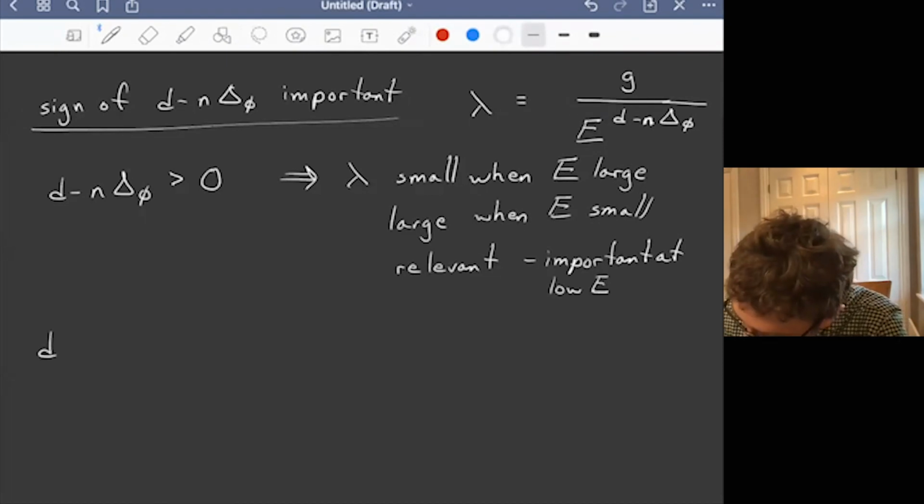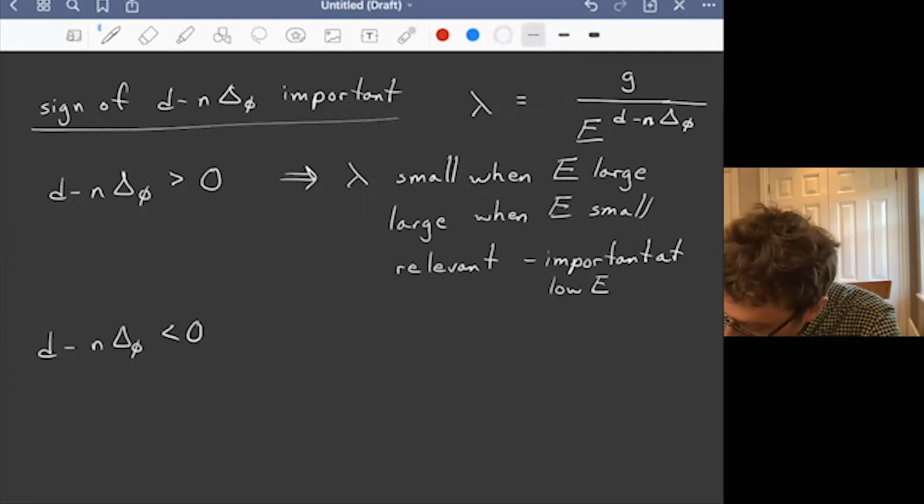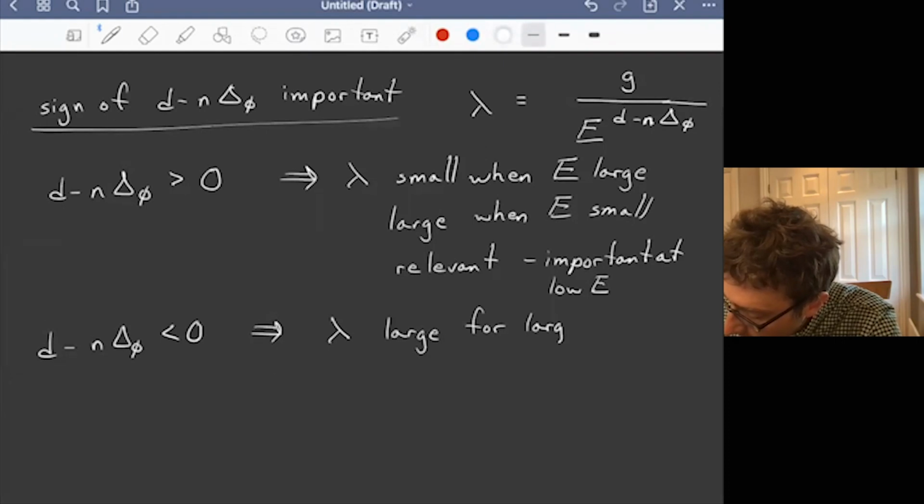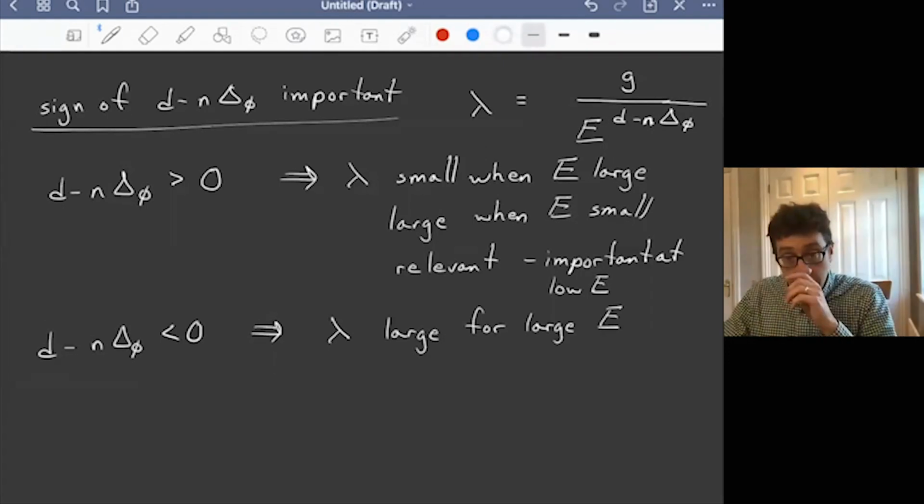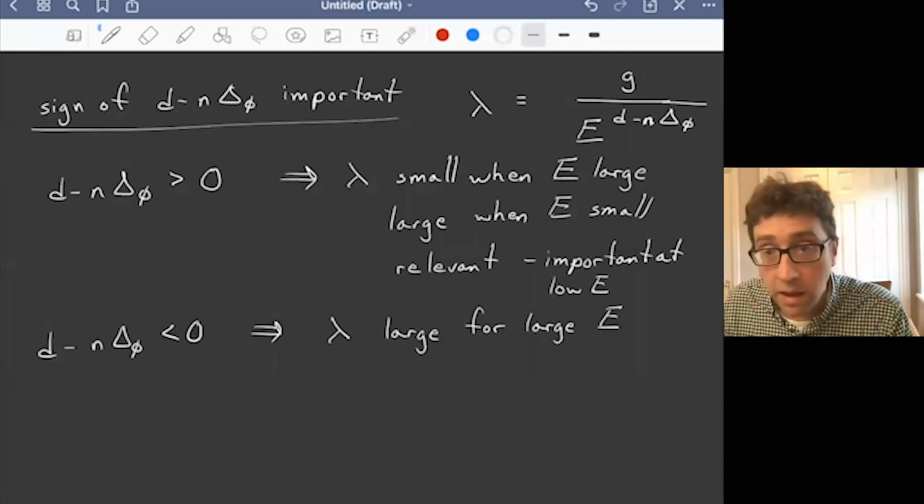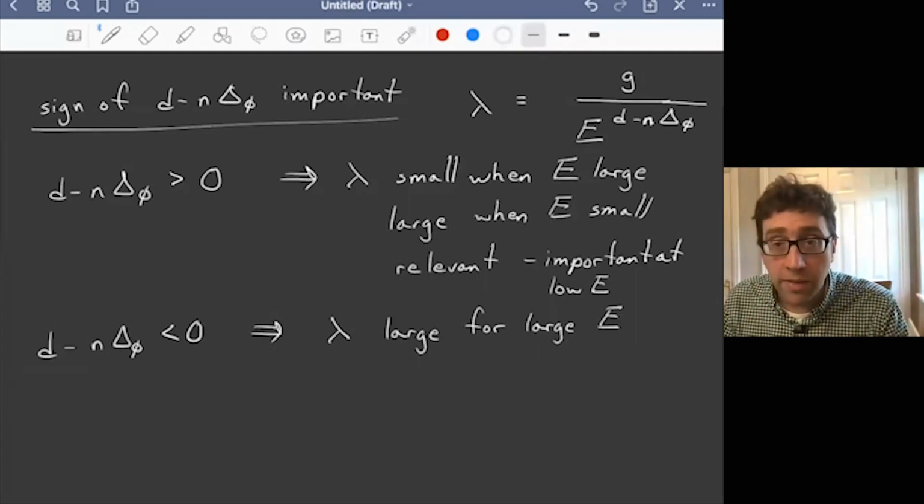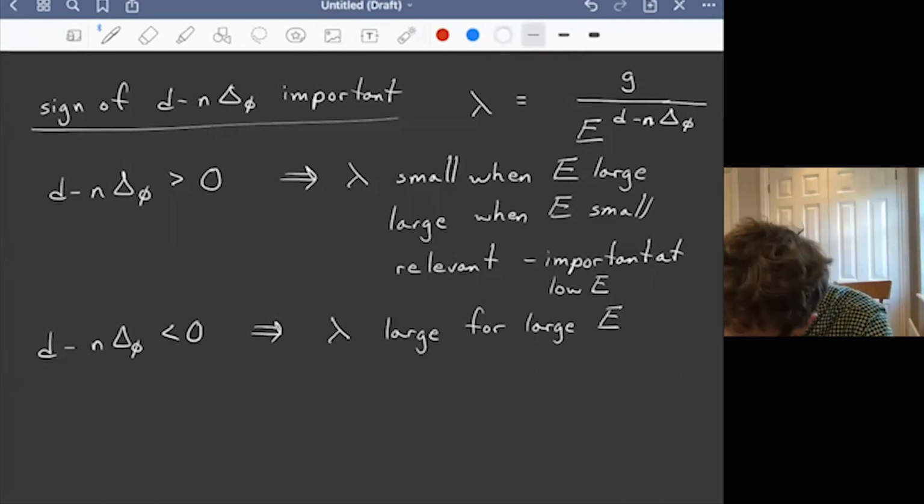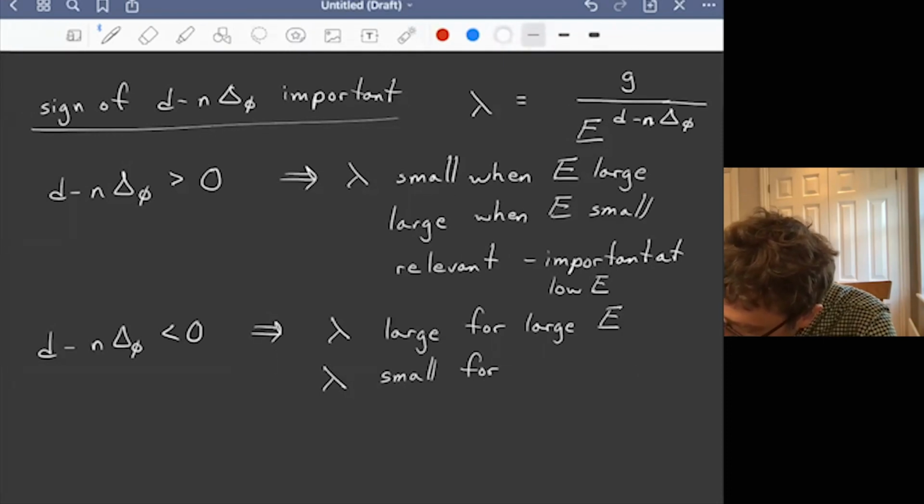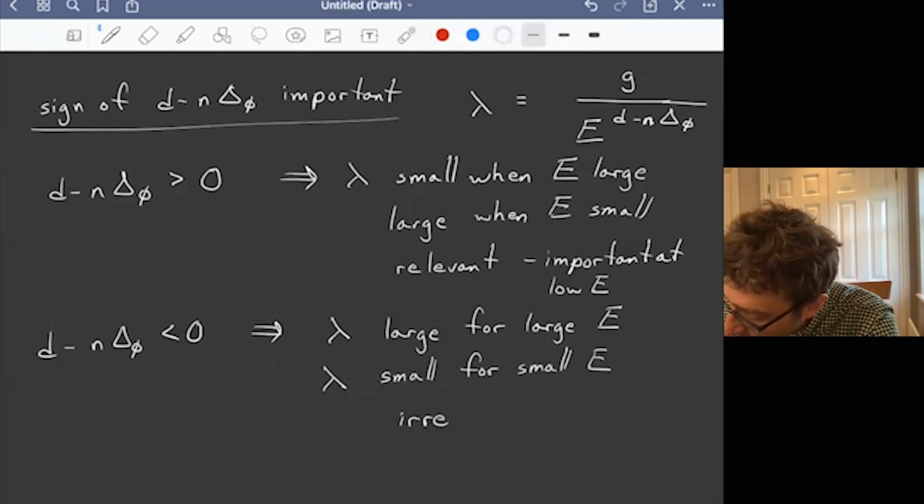We also have the case d minus n delta phi is less than 0. This implies that lambda is large for large energy. So now in this case, if n is big enough, I can't trust this term when the energy gets too large. It becomes more and more important at large energy. And lambda is small for small E. We call such a case irrelevant. It's irrelevant at low energy.